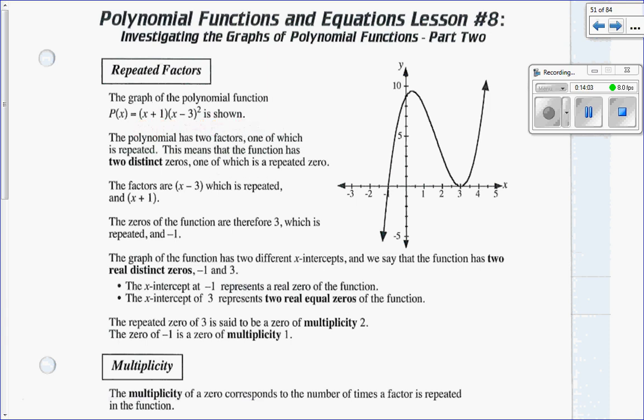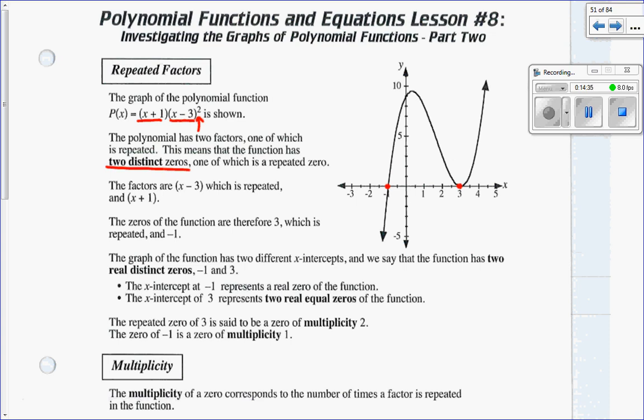All right. So this says this polynomial has 2 factors that are unique and different. One of those factors is repeated, and that's what this squared sign right there tells you. The x minus 3 is repeated. This means the function actually has 2 distinct zeros. It will pass through the x-axis in 2 distinct points, -1 and +3.